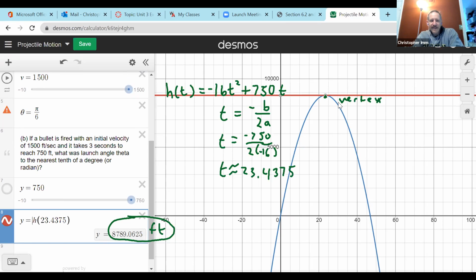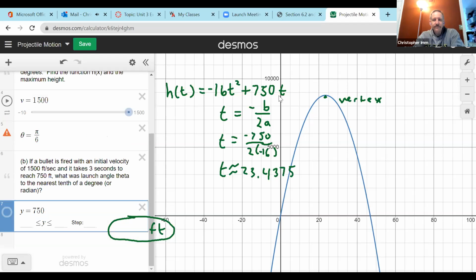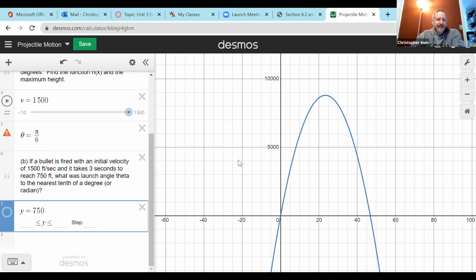So let's look at B here. If a bullet is fired with an initial velocity of 1,500 feet per second, and it takes 3 seconds to reach 750, what was the launch angle theta to the nearest degree, 1/10 of a degree or radian? So I'm going to go ahead and clear this out for a minute.